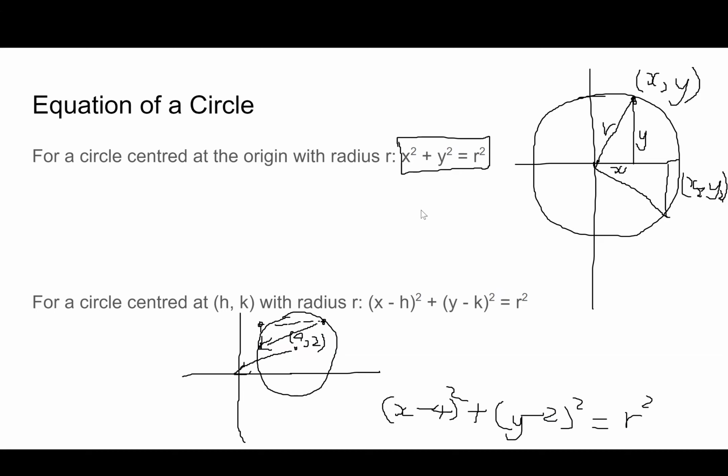And if you send every point, you just get the circle centered at the origin with radius r. So what this minus 4 and this minus 2 are doing is shifting our circle centered at the origin to the circle centered at (h, k), in this case (4, 2). So yeah, that's the general equation of a circle. Very cool.